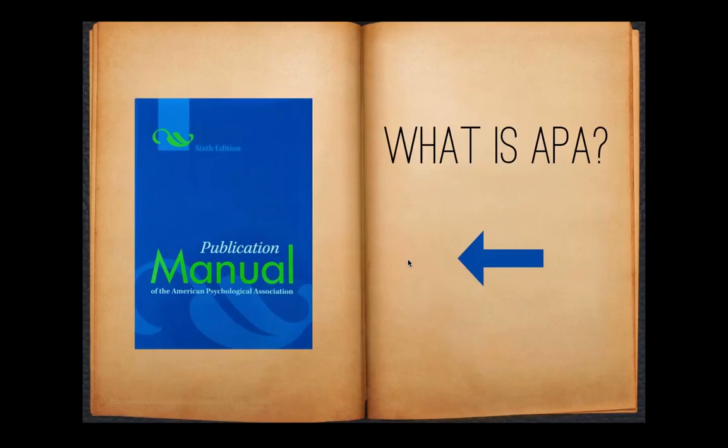All right, what is APA? APA stands for the American Psychological Association. APA style rules were created by the American Psychological Association, and they can be found in an APA manual. The manual provides guidelines for writing as well as proper documentation of sources. The first APA manual was published in 1952, and APA puts out a new manual every couple of years. Right now, we are using the 6th edition.